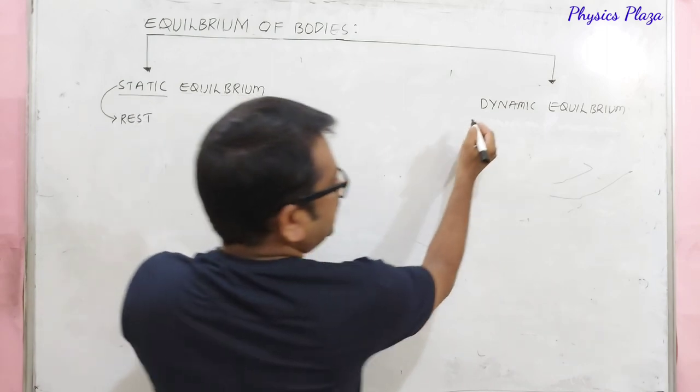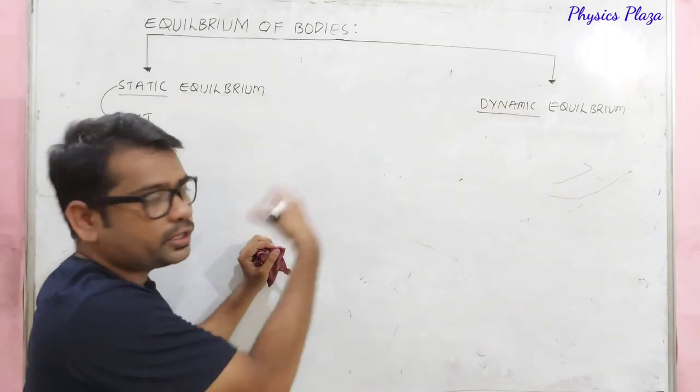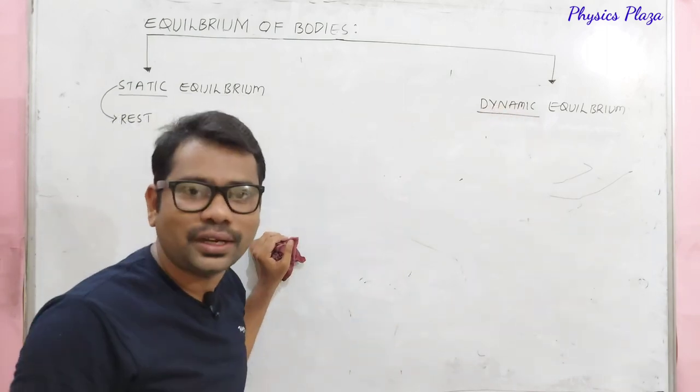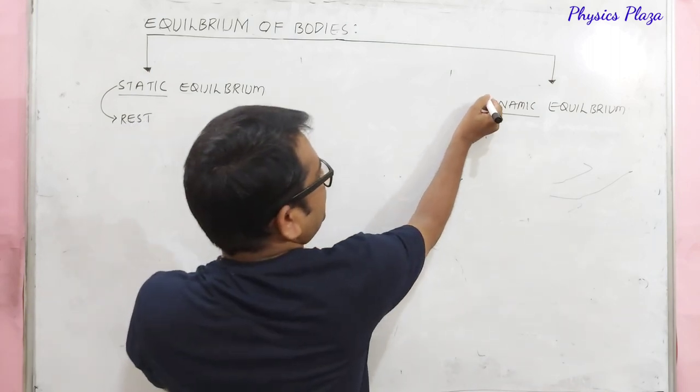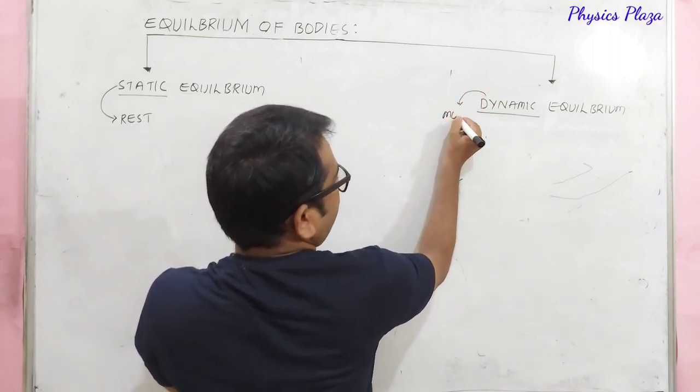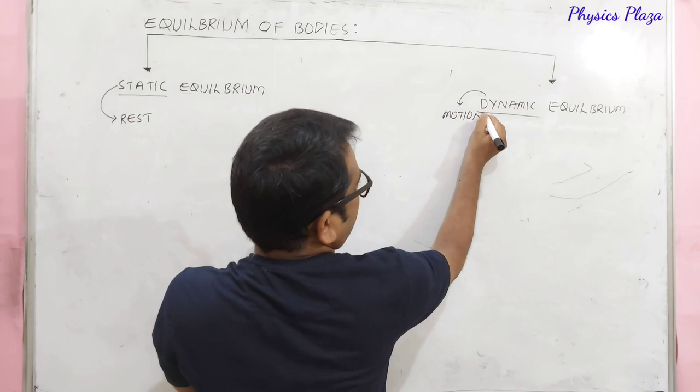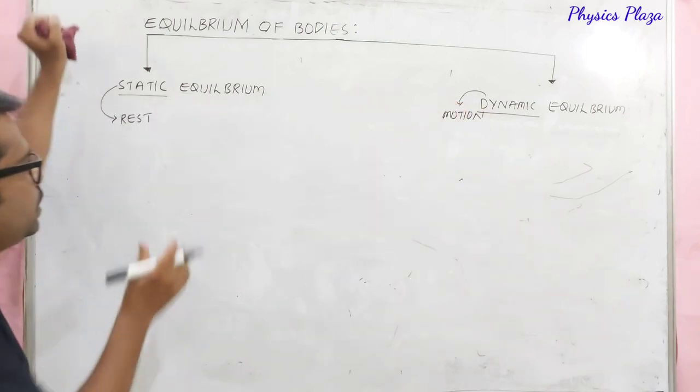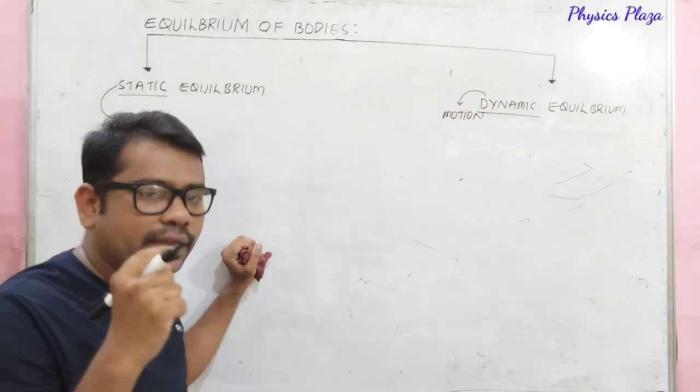Static itself is a rest. Whereas dynamic means what? Actually, of course, before we discuss, let us see what is the meaning of the words. Okay, so dynamic means, dear children, it is a motion. This is very, very important. Dynamo, which is in motion. Okay, fine. So first let us see what is a static equilibrium.